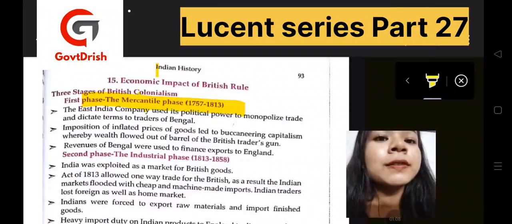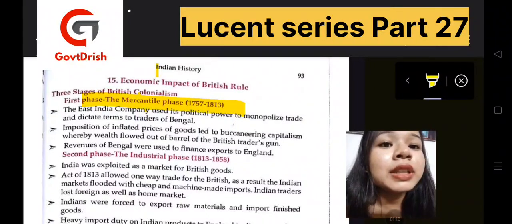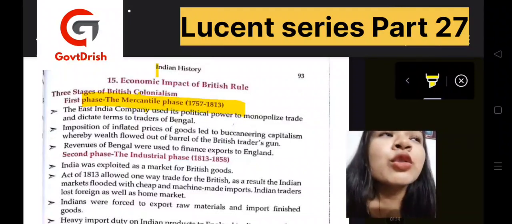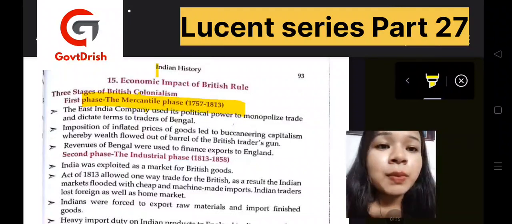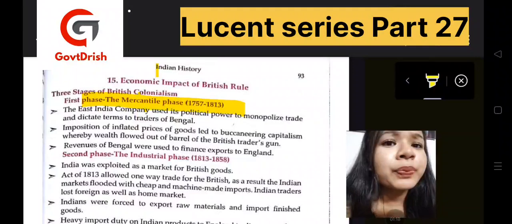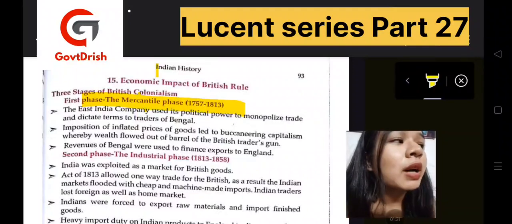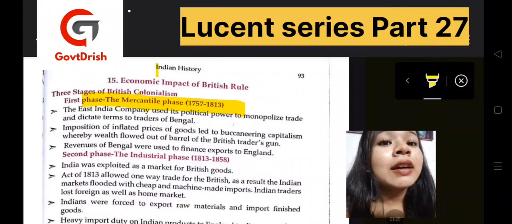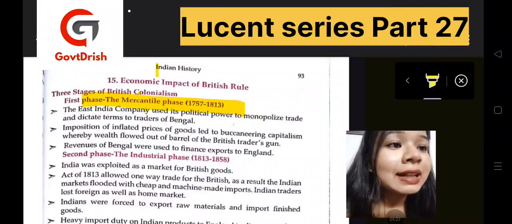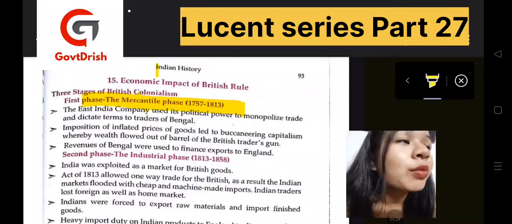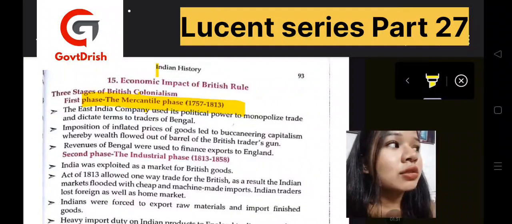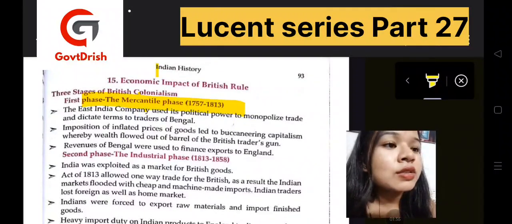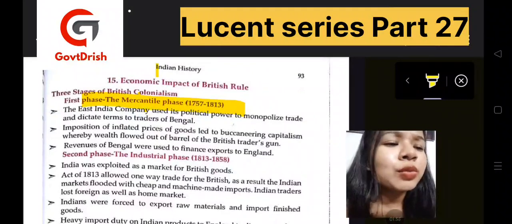In the first phase, the East India Company used its political power to monopolize trade and dictate terms to the traders of Bengal. The East India Company had entered Bengal and tried to use its political power to bring in many trade policies, and they were implementing them in Bengal. So it was just like having a monopoly.